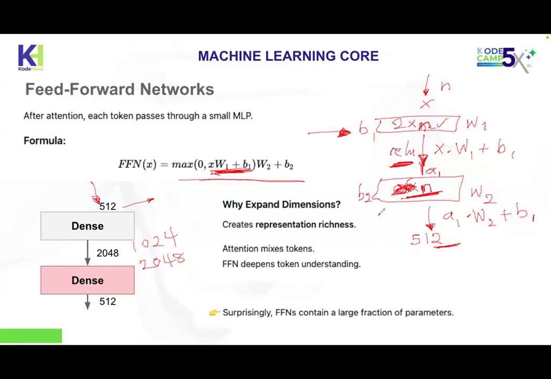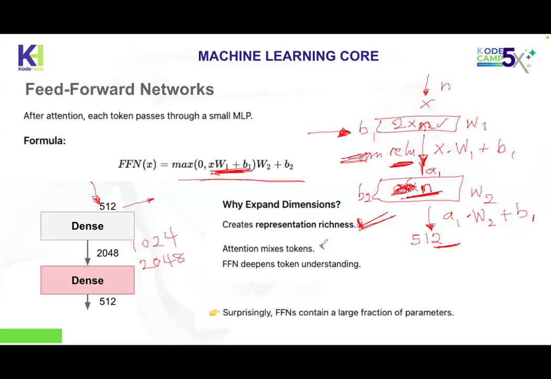Why do we need to do this? It is to introduce this representational richness. You have a whole new bunch of features that are introduced. The weights learn these new features, and these weights also learn how to recombine these new features to form another set. So there's a bit of feature re-engineering essentially that happens in the feed-forward network.